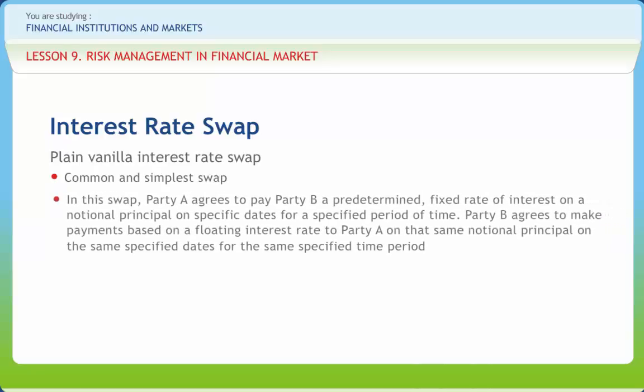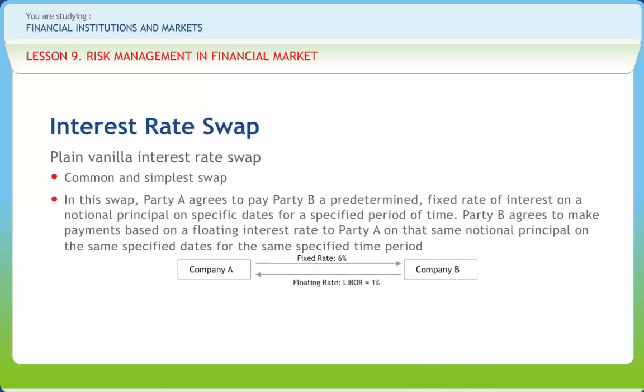In this swap, Party A agrees to pay Party B a predetermined fixed rate of interest on a notional principal on specific dates for a specified period of time. Concurrently, Party B agrees to make payments based on a floating interest rate to Party A on that same notional principal on the same specified dates for the same specified time period. In a plain vanilla swap, the two cash flows are paid in the same currency.